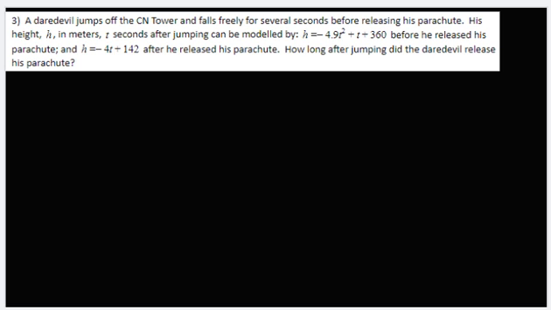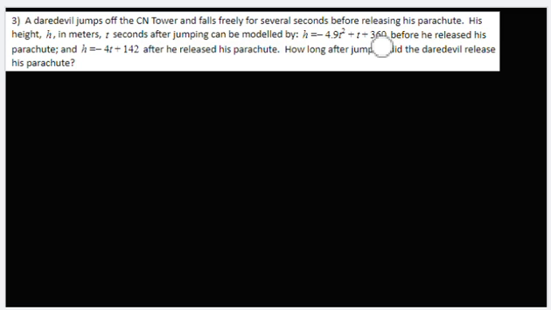We have a daredevil jumping off the CN Tower. He falls freely and then releases his parachute. So his free fall has this parabolic motion. And under the parachute, we've got a straight line linear motion. So how long after jumping did he release the parachute? Well, going off what we're looking at here, again, we're looking at when these two are equal. And just to point out, the CN Tower, he's jumping from a height of 360 meters. Ooh, that's way up, 360 meters. Okay, almost a quarter of a mile up.